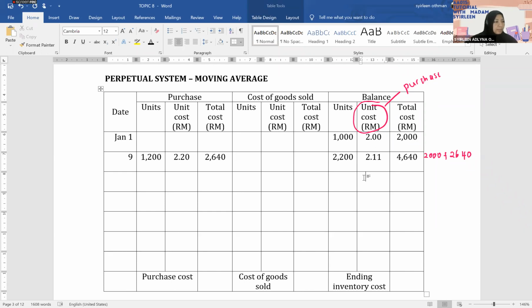Okay, ada soalan nak tanya ke? Tak ada? Siapa pula menyanyi suara sedap tu?